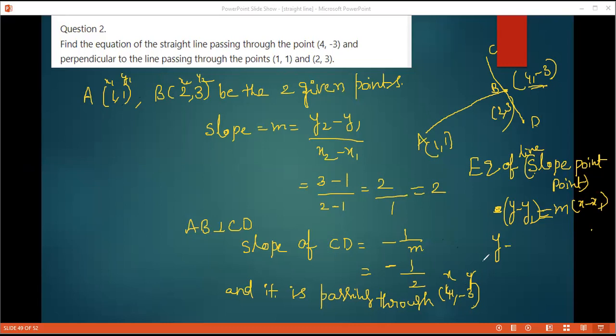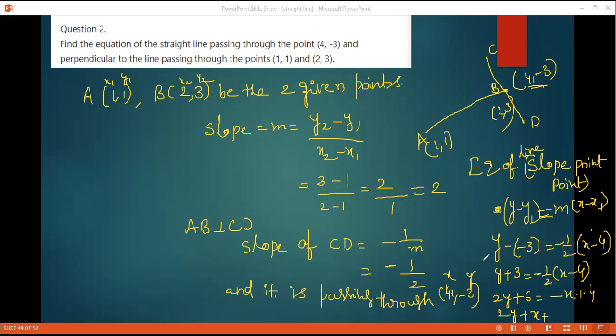Okay. y minus y1. y1 is minus 3, which is equal to the slope, minus half, into x minus x1. What is x1? x1 is 4. Then what do you get? y plus 3 is equal to minus half into x minus 4. So can we cross multiply? 2y plus 6 is equal to minus x plus 4. So 2y plus x plus 6 minus 4 is equal to 0.